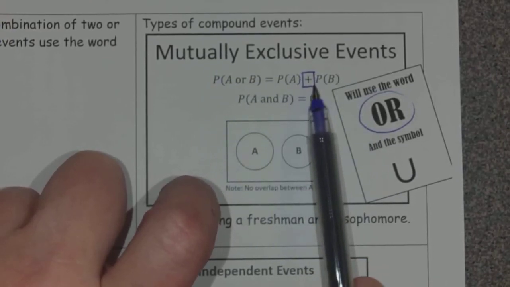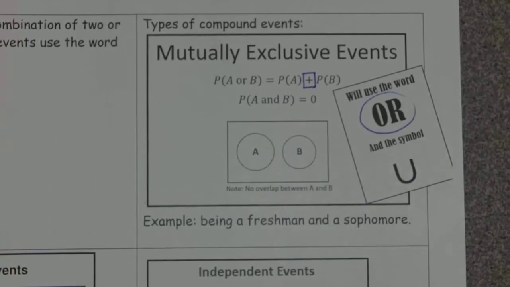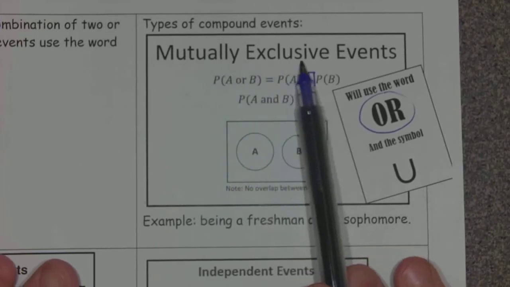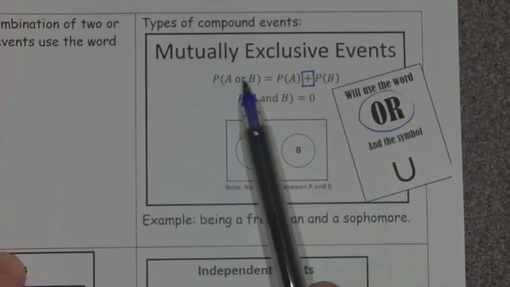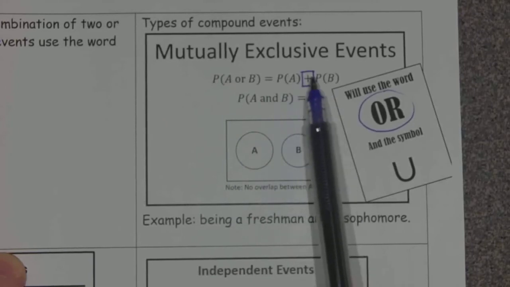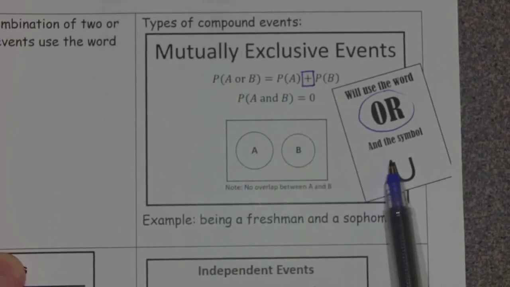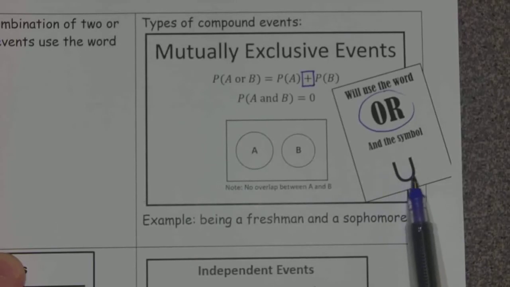Add those together, right? Do you remember the other day when we did the probabilities for dependent and independent? What did we do with them? We multiplied them. So a little bit different on these ones. Mutually exclusive is going to use the word or. When it uses the word or, we're going to make sure that we use addition for the probabilities, okay? It's going to use this symbol right here. This is called the union symbol.